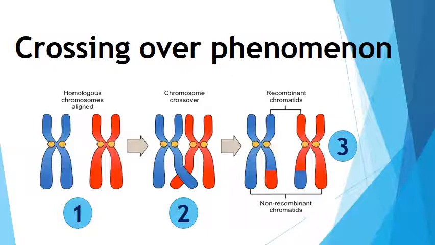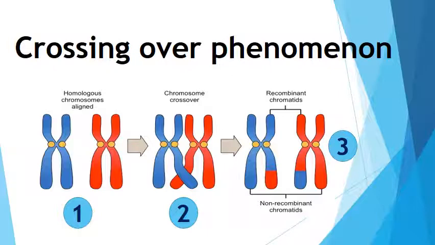So, what is the definition of crossing over phenomena here? How can I define the crossing over phenomena? This is a process, or a phenomenon that takes place at the end of prophase 1, by which the inner chromatids exchange a part of it, exchanging a part of inner chromatid in homologous pair of chromosomes.